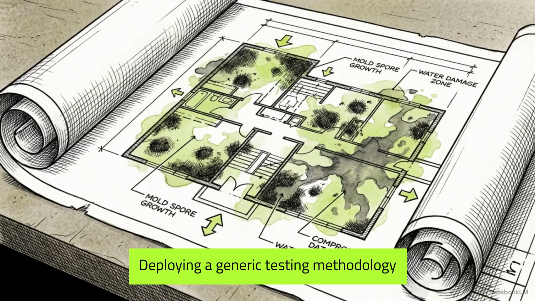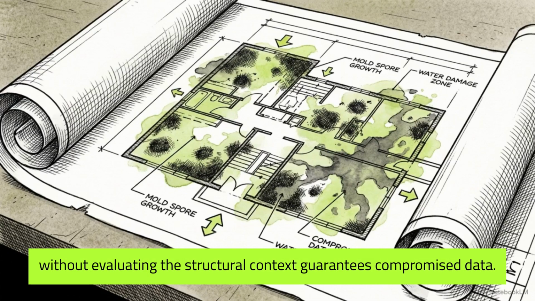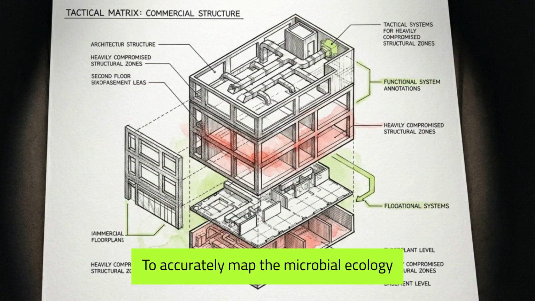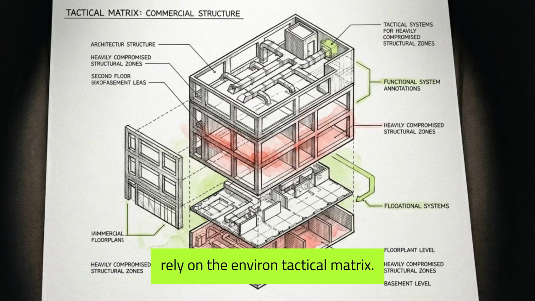Deploying a generic testing methodology without evaluating the structural context guarantees compromised data. It blinds the investigator to hidden reservoirs, resulting in false negatives. To accurately map the microbial ecology of a compromised building, investigators rely on the Envirogyn tactical matrix.